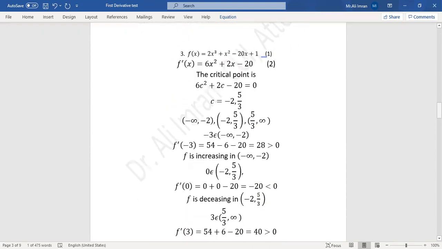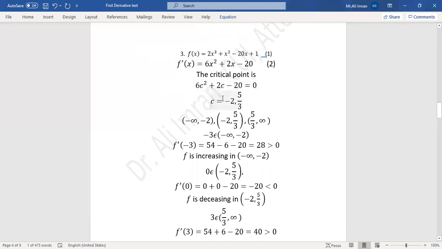Now let's proceed to question number 3. F of x is equal to 2x cube plus x square minus 20x plus 1. First of all, we find the derivative. F prime of x is equal to 6x square plus 2x minus 20. After this, we will find the critical point. The critical point is found by putting f prime of c equal to 0. 6c square plus 2c minus 20 is equal to 0.